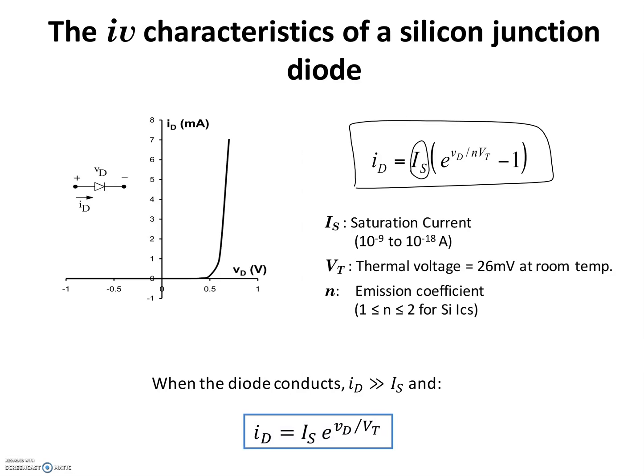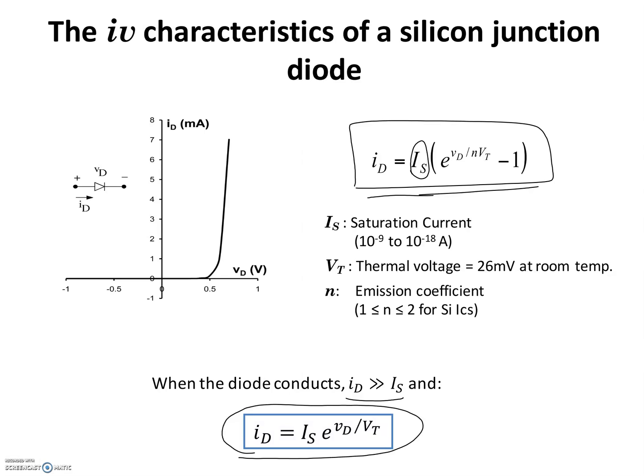You're going to learn about the derivation of this IV equation in future courses. If you are interested in semiconductors, you can learn about these derivations. But for this course, we're going to use the already derived equations. So for larger current values, when ID, the current flowing through the diode, is much greater than Is, or when the diode fully conducts, we're going to use this equation. And this equation, again, is an exponential equation.